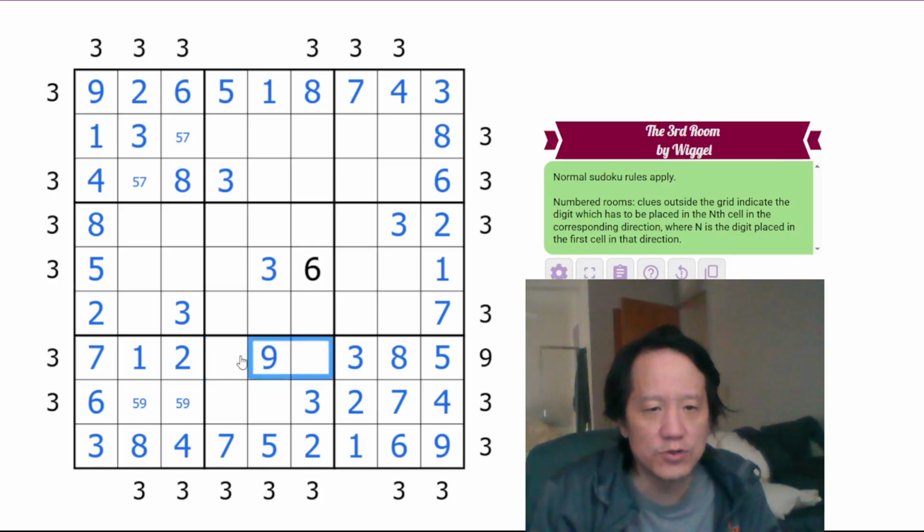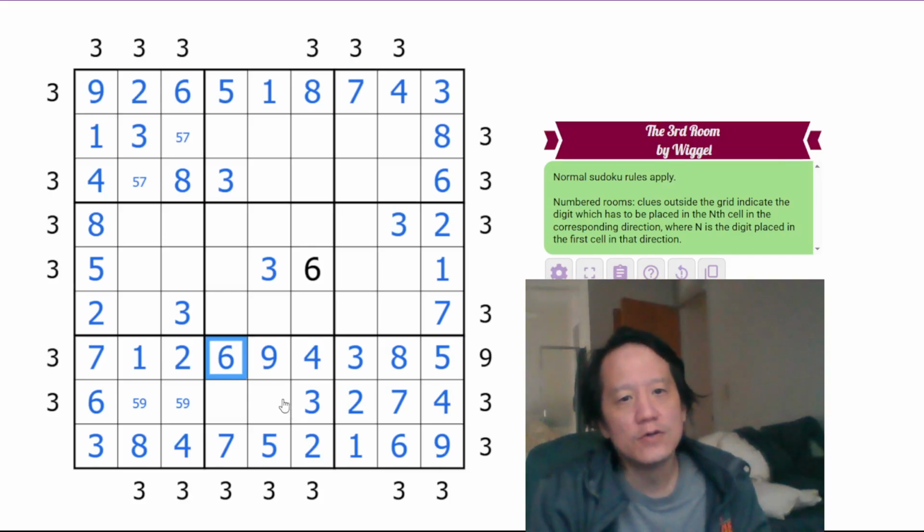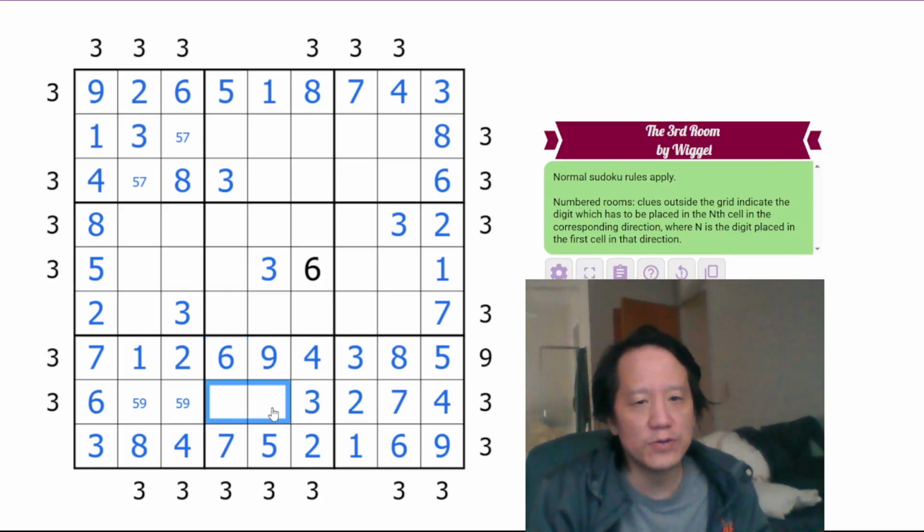Remaining digits in row 7 are 4 and 6. And 6 cannot be here because of the 6 in the column, so it's 4, that's 6. Remaining digits in row 8 are 1 and 8. 1 can't be here because of the 1 in the column, so that's 8 and 1.